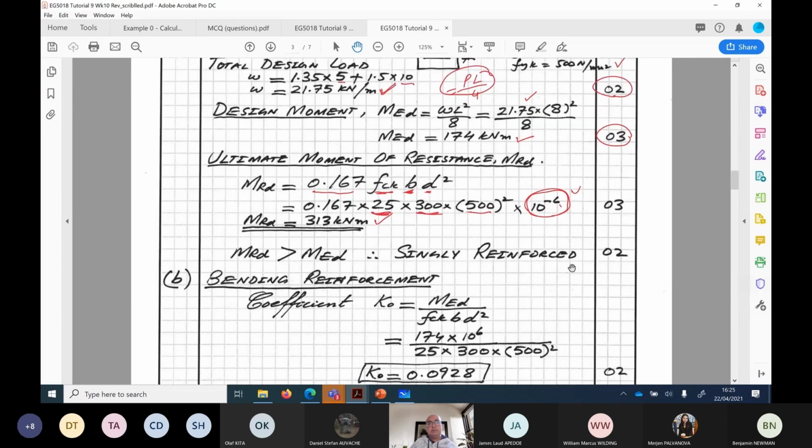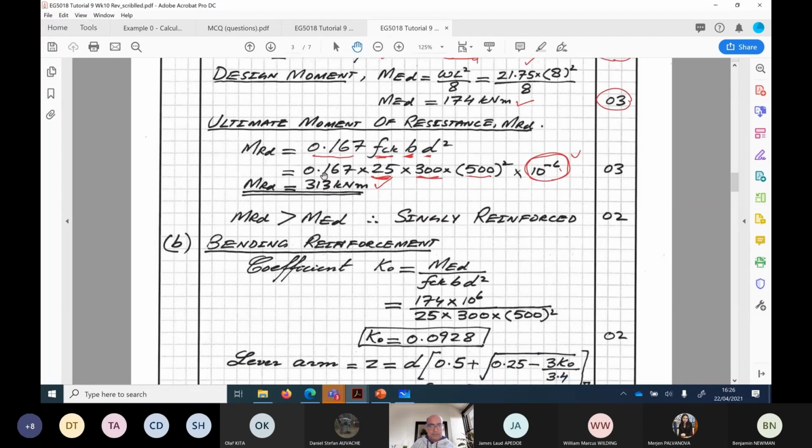Now, how do you check whether your MRD is fine or not? For example, if you are getting a 6-figure value over here for MRD, it means that you probably have made a mistake and it can't be compared with this MED of 174. So the values should be a little bit comparable. They can't be a very high value for MRD. Now you can see clearly that MRD is 313 kilonewton meter and MED is 174. So MRD is greater than MED. So design as singly reinforced.